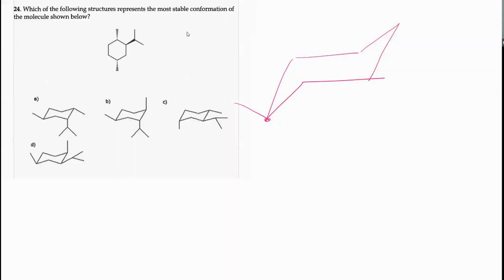So which of the following structures represents the most stable conformation of the molecule shown below? I'm going to draw the structure in chair form, and I want you to think about it while I'm doing it.